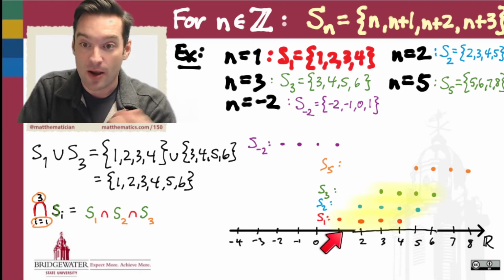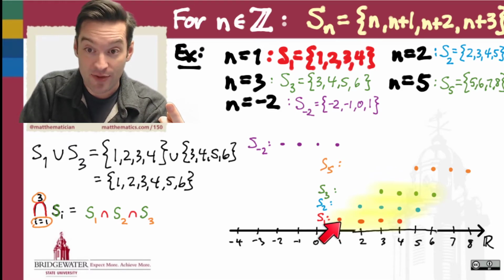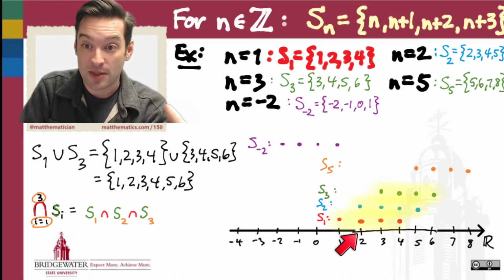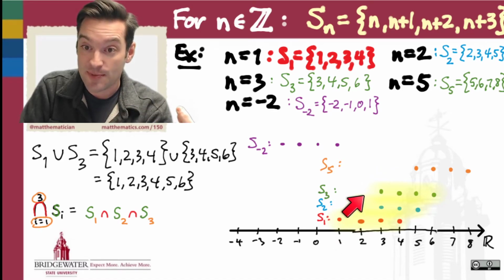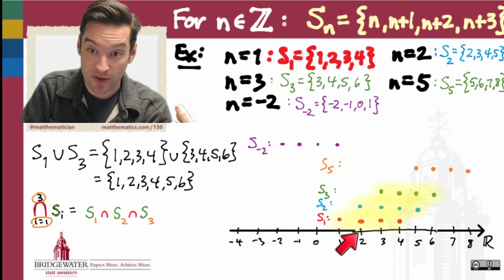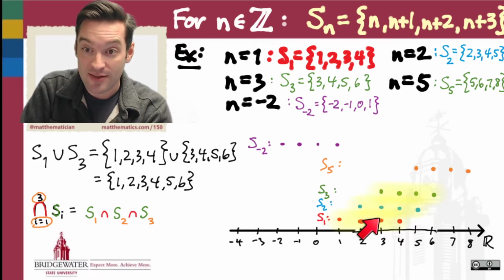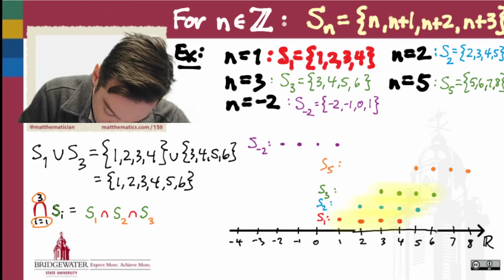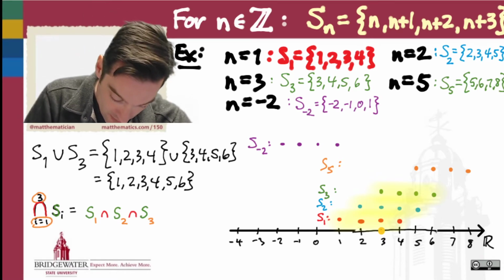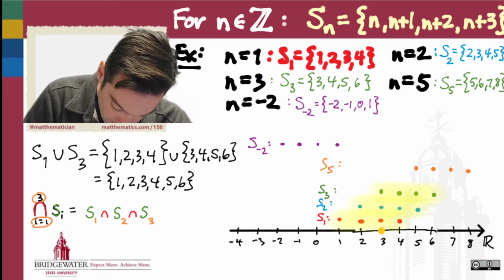If I ask that question about 1, the answer is no. It belongs to S1, but not S2, not S3, so it doesn't belong in the intersection. Same thing with 2. It belongs to 2 of those sets, but not the third, so 2 doesn't belong to the intersection. It's not till I get to 3 that I look up and I say, oh, look, 3 actually belongs to all 3 of the sets that I'm intersecting together. And therefore, 3 is going to be one of the elements in my intersection of these 3 sets. And then we end up saying the same thing about 4 as well.